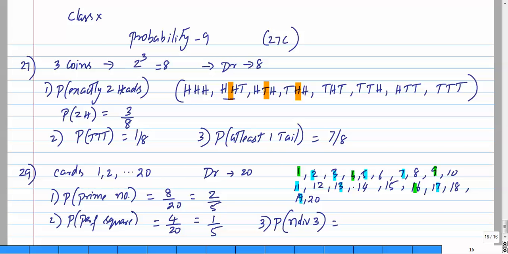So how many favorable outcomes do we have here? Let us choose the favorable outcomes here. 1, 2, 3, 4, 5 and 6. So we have 6 favorable outcomes. So the probability is 6 upon 20 or 3 upon 10.